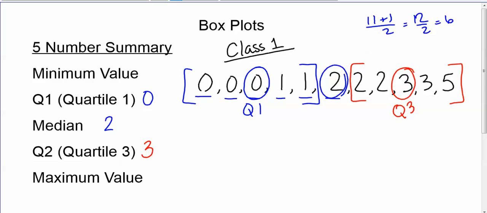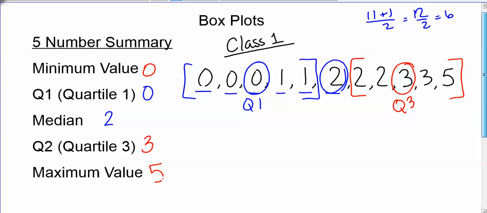The minimum value simply means what is our lowest value, which is 0, and our maximum number of pets that anyone reported was 5. So we have our 5-number summary. We're going to use this to make a box plot, all right?